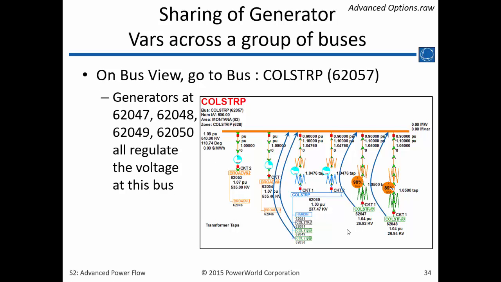Sharing of generator VARs across a group of buses. On this example, we have generators at 4 different buses: 62047, 62048, 62049, and 62050. So these two and these two here. They're all regulating the voltage at this bus, 62057.